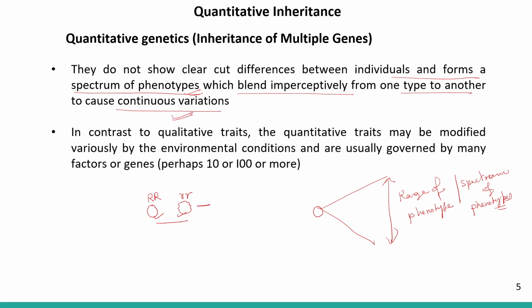So the earlier case shows the discontinuous variation. Which one? Qualitative inheritance.